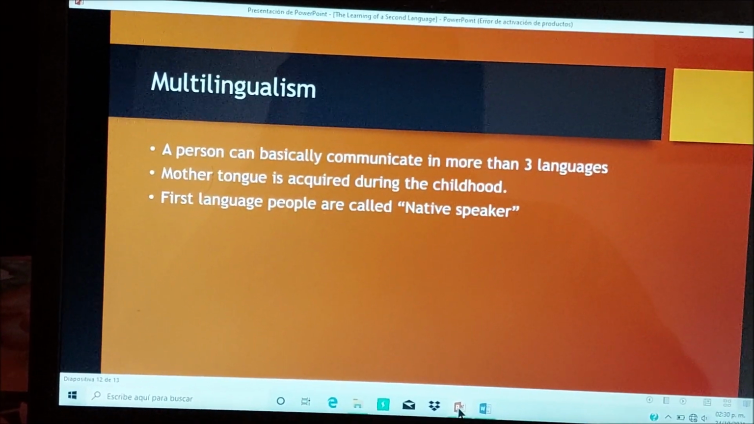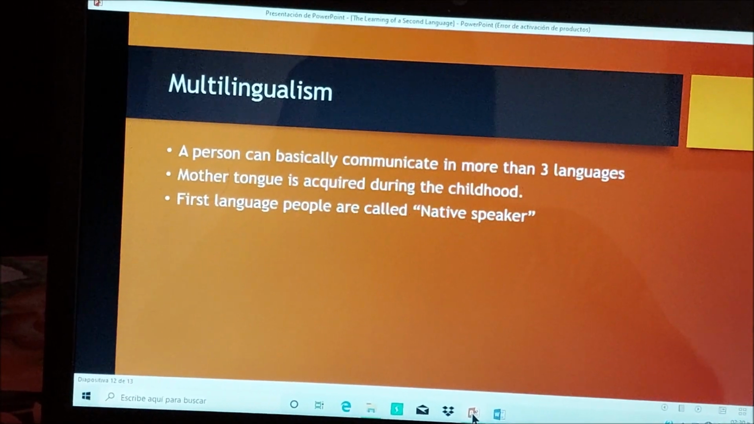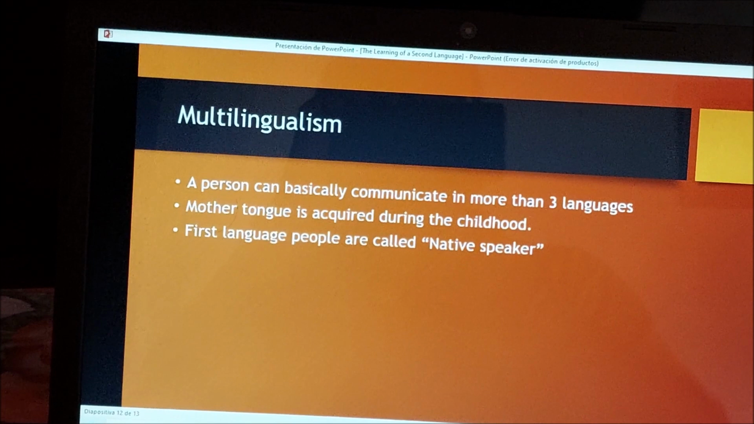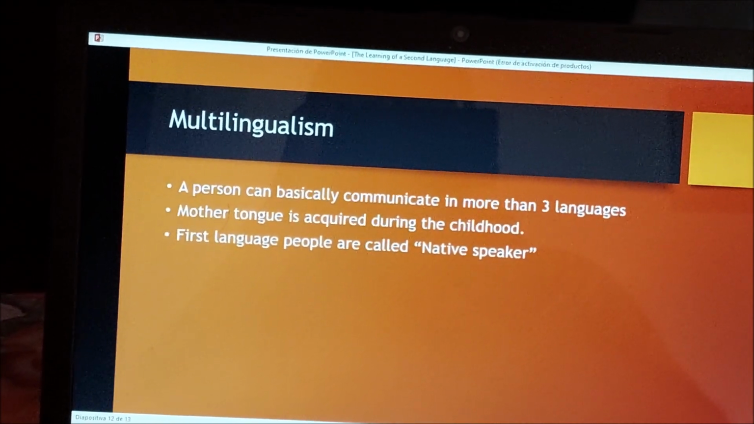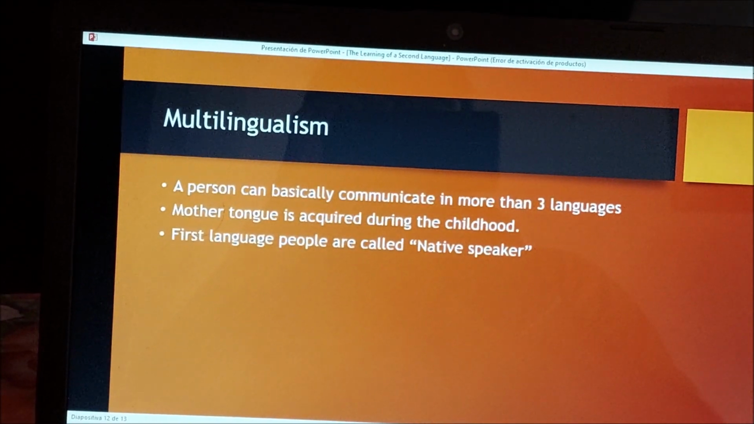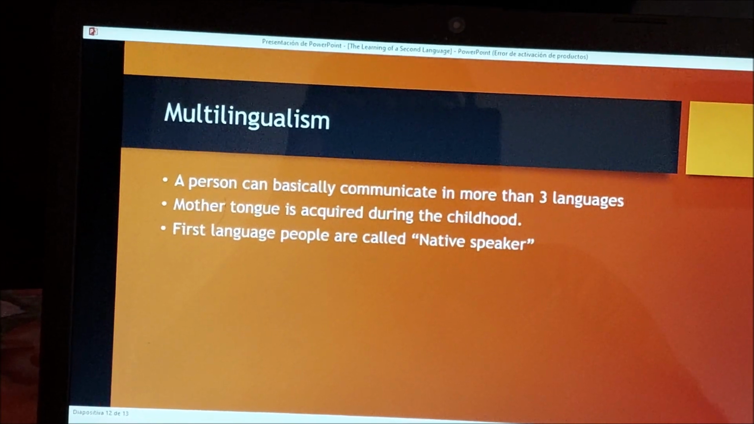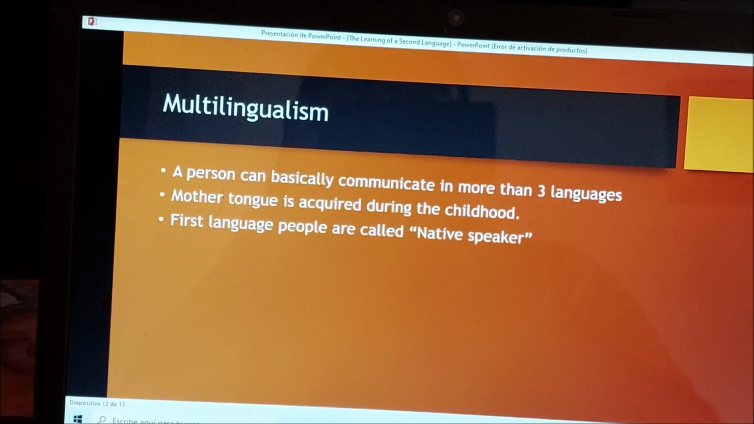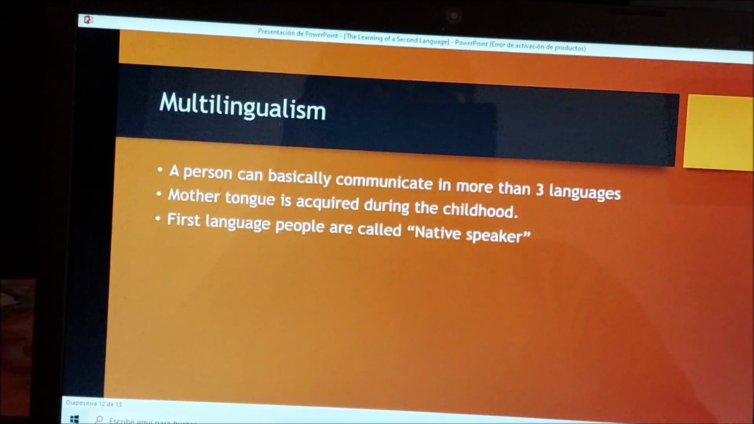and all the theory and all the information that I presented before becomes a person that you could call a multilingual person or a bilingual person.